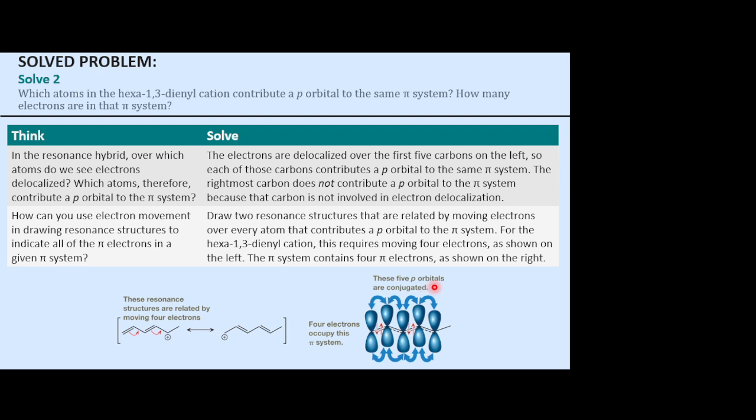No. Mm-hmm. That's 4 electrons there, man. I see it. Pi system contains 4 electrons. It does. 2 for each of the pi bonds. And then the carbocation doesn't contribute any. No, it's empty. Yeah. That's why it's the free p orbital.